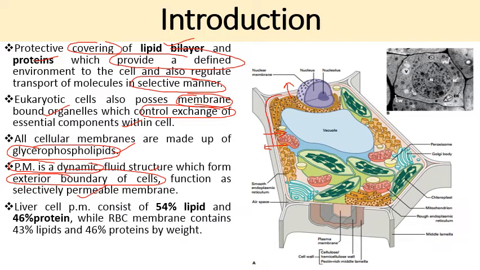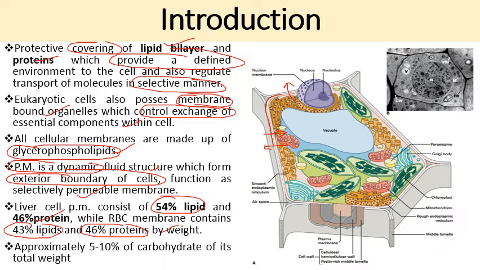If we talk about its composition, in liver cells, plasma membrane consists of 54% lipids and 46% proteins, while in RBC membrane, it contains 43% lipids and 46% proteins by weight. If we talk about its carbohydrate composition, it is 5 to 10% of its total weight. So this is the basic information regarding plasma membrane.